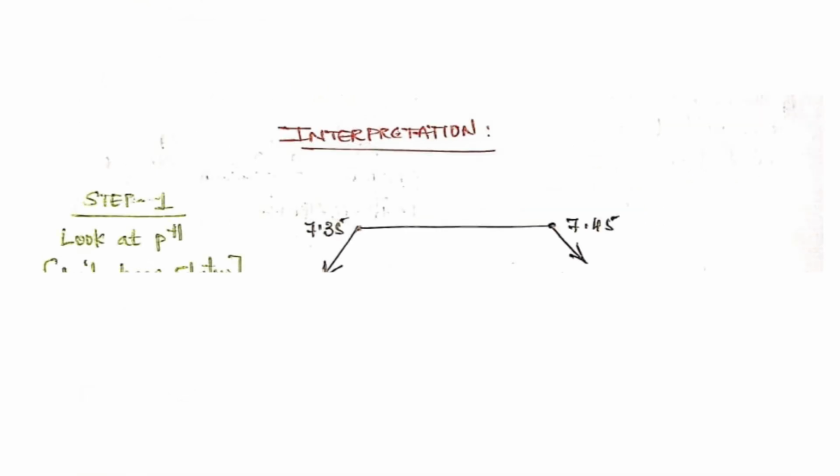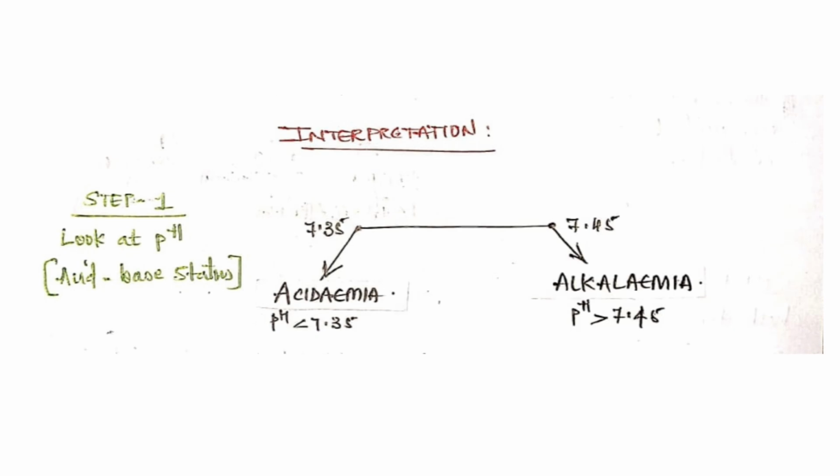Interpretation. Step 1. Look at the pH, the acid-base status. Normal range is 7.35 to 7.45. If it is less than 7.35, it is acidemia, buildup of acid in the blood. If it is more than 7.45, it is alkalemia, buildup of alkali in the blood.